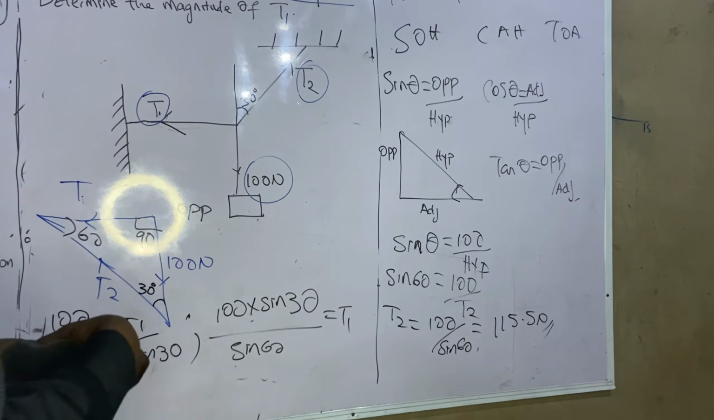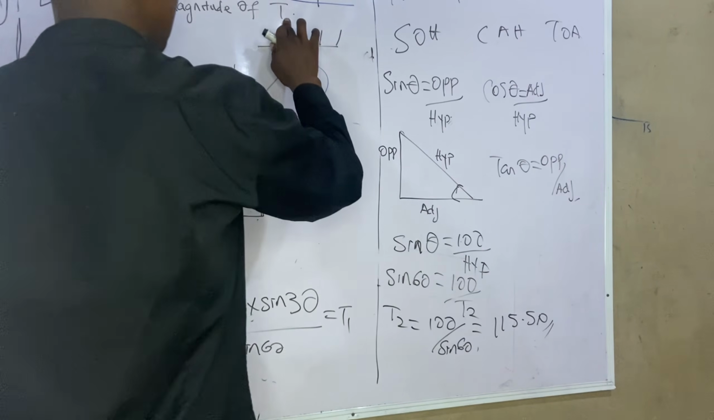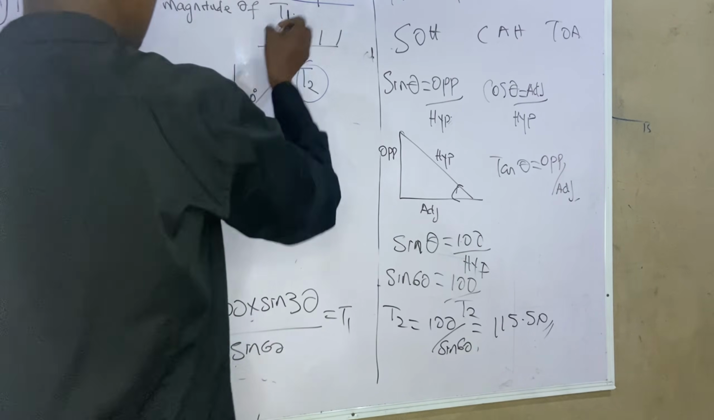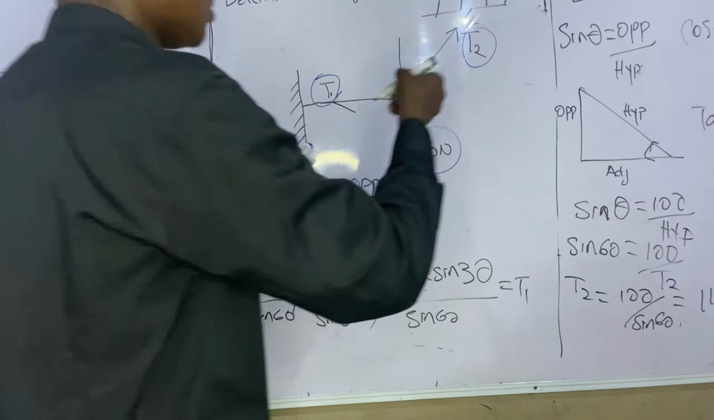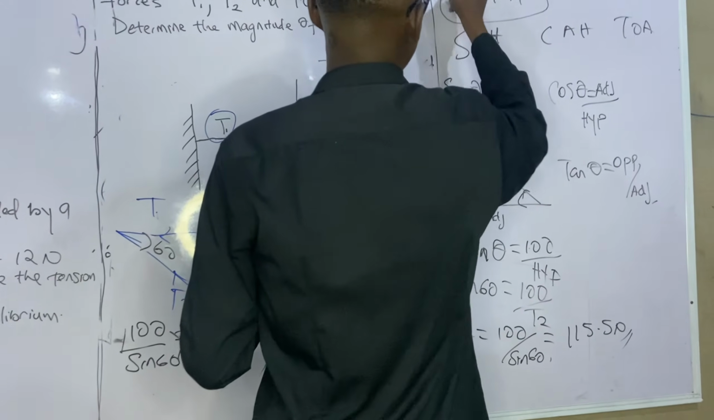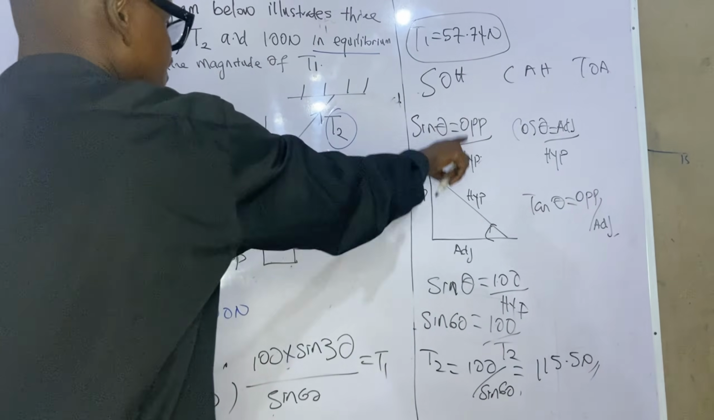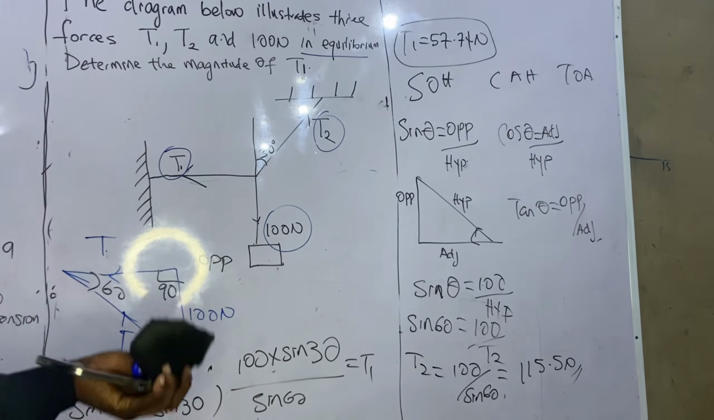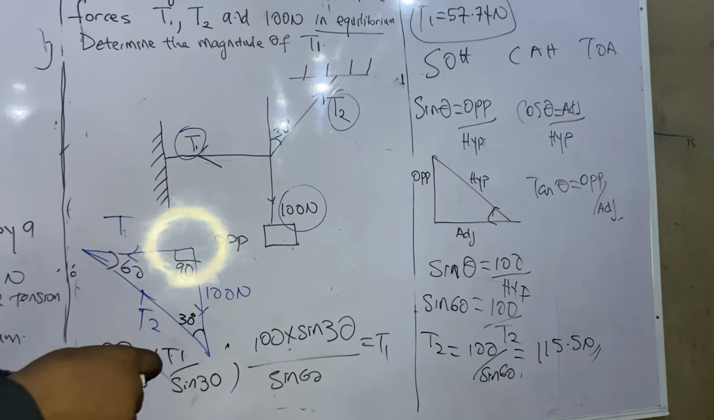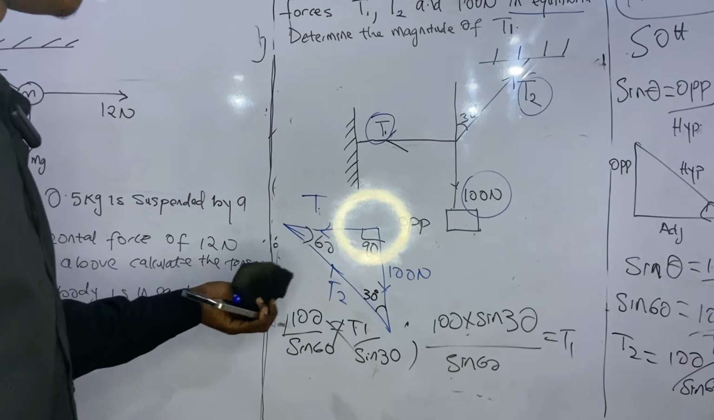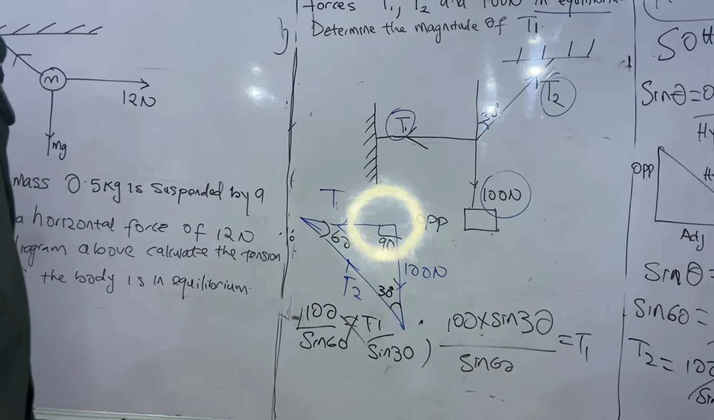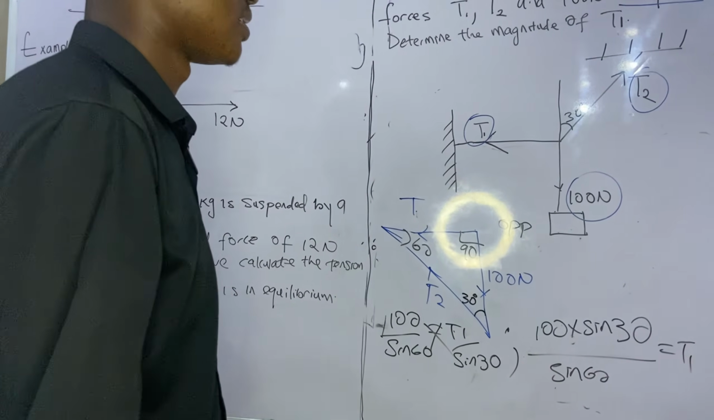Of course, we were told to get T1. That was the question. But I just showed you how to use this SOHCAHTOA to solve for T2, because I think this SOHCAHTOA is faster than the sine rule. I feel it's faster than the sine rule.